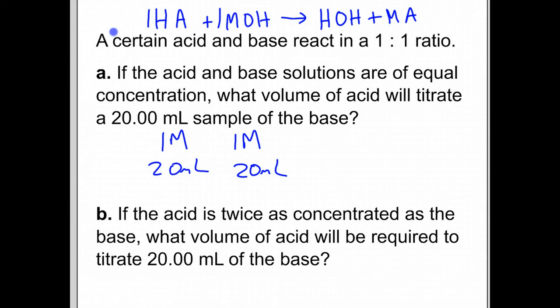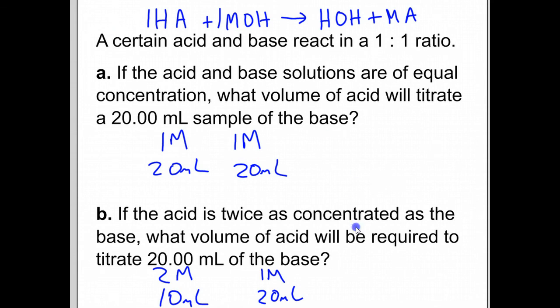Question B said, if the acid is twice as concentrated as the base, so now this one is 2 molar and this one is 1 molar, what volume of acid will be required to titrate 20 milliliters of base? Well, this one's 20 milliliters and it's half the strength of the 2 molar. That means that since this one's going up, this one has to be going down by the same factor. So it requires only 10 milliliters of that.